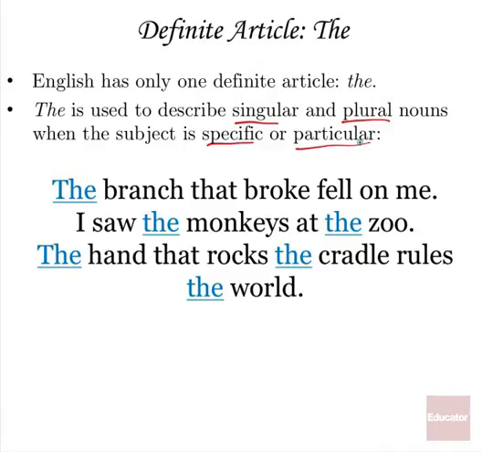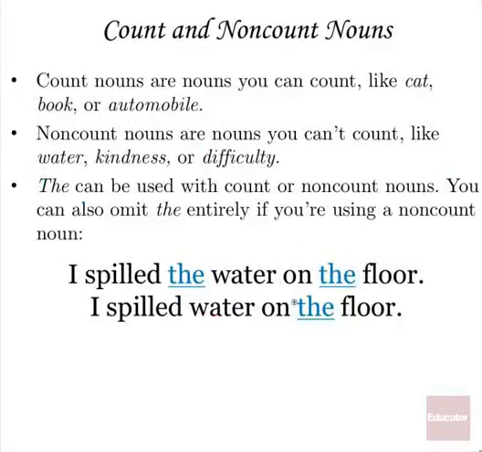The branch that broke fell on me. Well, chances are in any given tree at any given time, there's only one branch that's going to break, so the branch that broke. I saw the monkeys at the zoo. There's only one zoo in town, and it's only got one group of monkeys, so the monkeys, the zoo. The hand that rocks the cradle rules the world. An old English saying, and it's metaphorical, so the hand, one hand in this metaphor, that rocks the cradle, one cradle in this metaphor, rules the world. Only one world last time I checked.